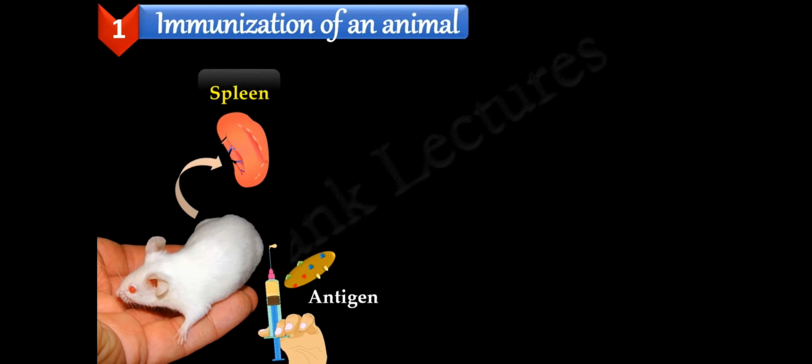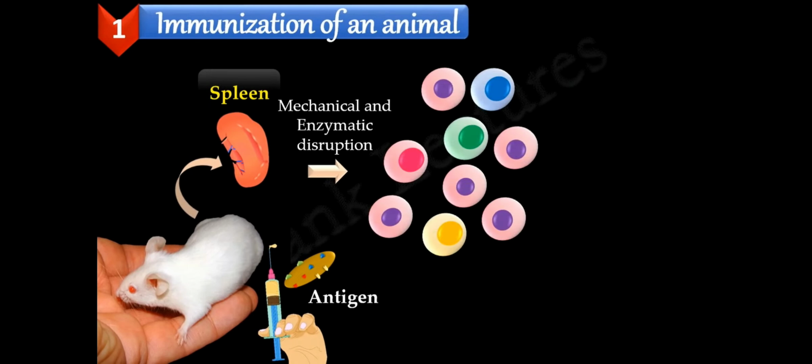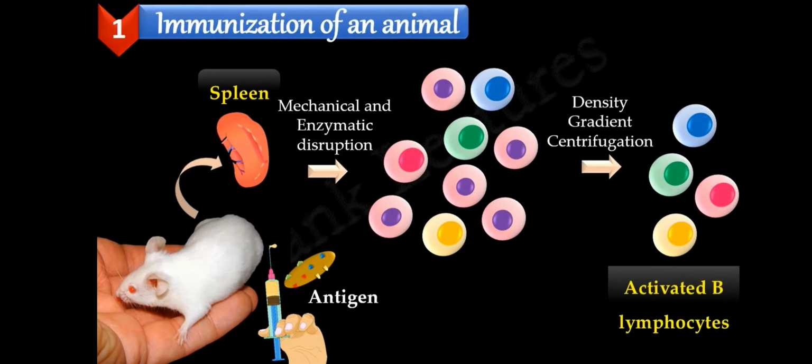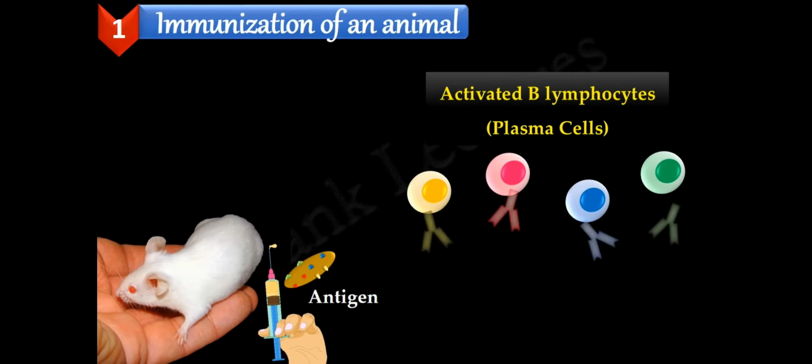Spleen of the mouse is removed aseptically. It is known to us that spleen is a secondary lymphoid organ and we can easily harvest activated B lymphocytes from spleen. Spleen is then subjected to mechanical or enzymatic disruption. This results in the release of cells. Activated B cells or plasma cells are separated from the normal spleen B cells by density gradient centrifugation. So, at the end of this step, we have activated B cells which are capable of producing antibodies against the specific epitopes present on the antigen.